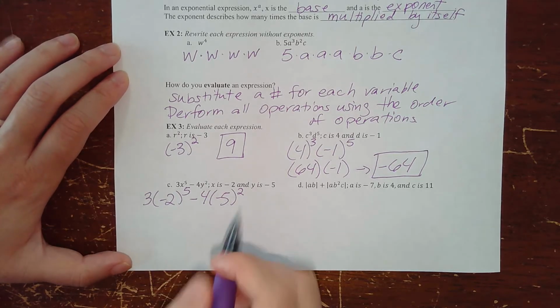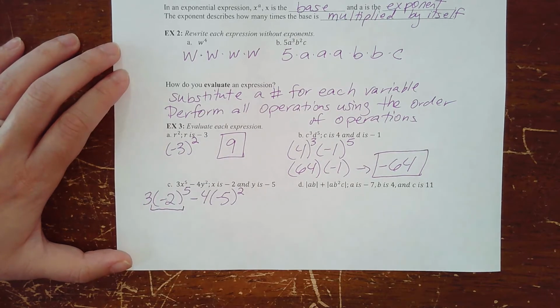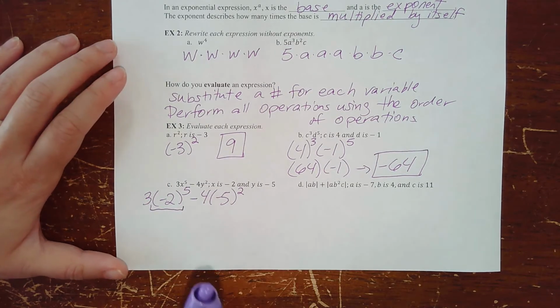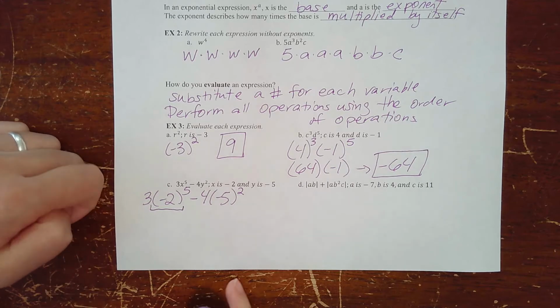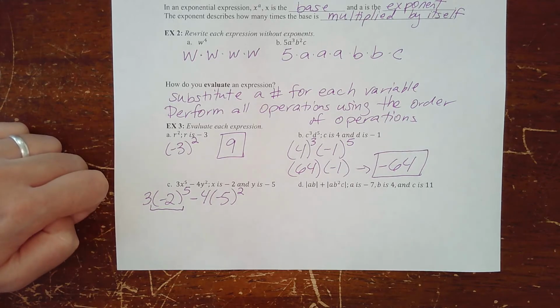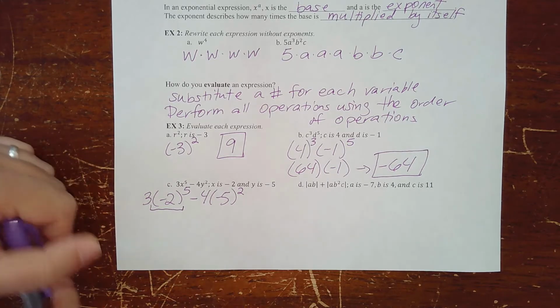So we'll start there. So negative 2 to the 5th. So that's negative 2 times negative 2 times negative 2 times negative 2 times negative 2. We're going to do it 5 times. So let's go in order here.